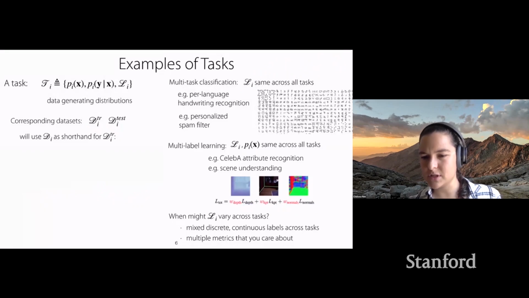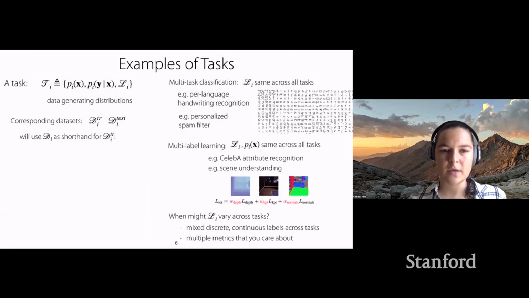Actually, there's a question in the chat. Isn't multitask classification also multi-label learning? You could also view multitask classification as, in some ways, a form of multi-label learning. I wanted to special case multi-label learning because p of x is the same across tasks, whereas in multitask classification, it's typically not the same across tasks.